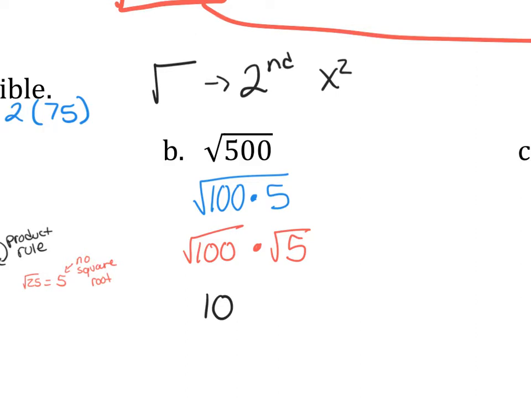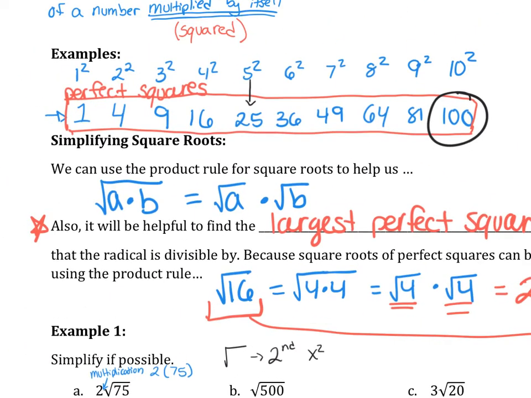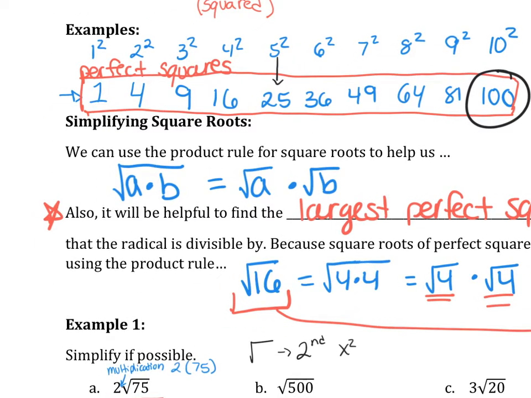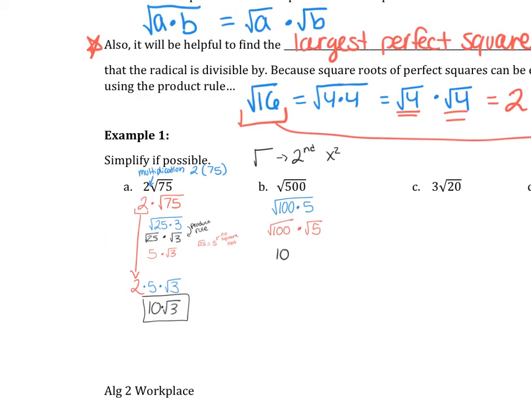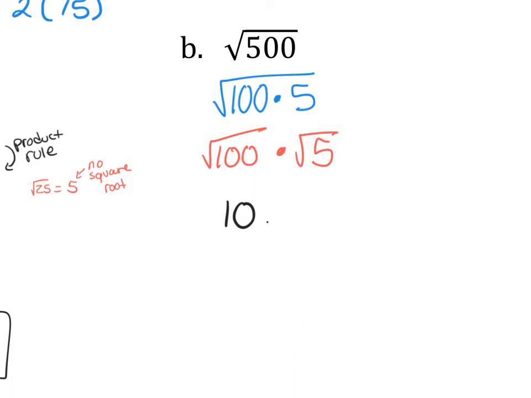Once you evaluate that square root, once you do square root of something and your calculator gives you a nice number, the square root symbol's gone. Square root of 5, do we know what that is? No, it's an ugly decimal. Can any of our perfect squares go into 5? No, so then we're done. So 10 square root 5. Again, you can have 10 times square root 5 if you want to write the multiplication symbol. Just a personal preference if you want to write that or not. That's the answer.